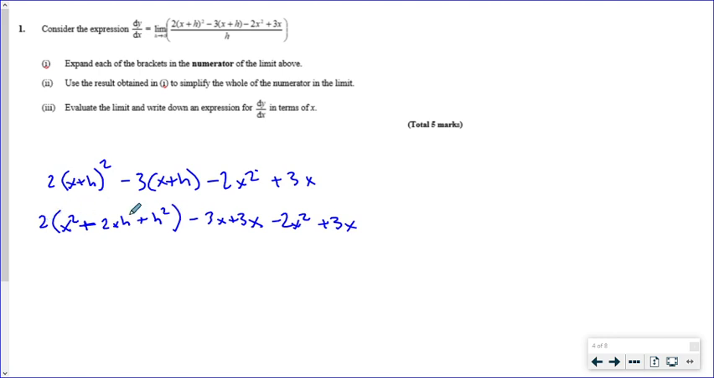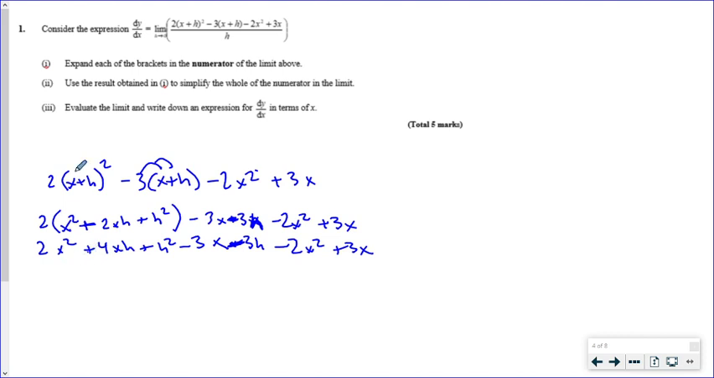So then here we still have parentheses, so distribute. So 2x squared plus 4xh plus 2h squared minus 3x, this would be an h here, plus 3h minus 2x squared plus 3x. Yeah, that's supposed to be an h because I distributed this here and here, and then that should be negative and negative, sorry.